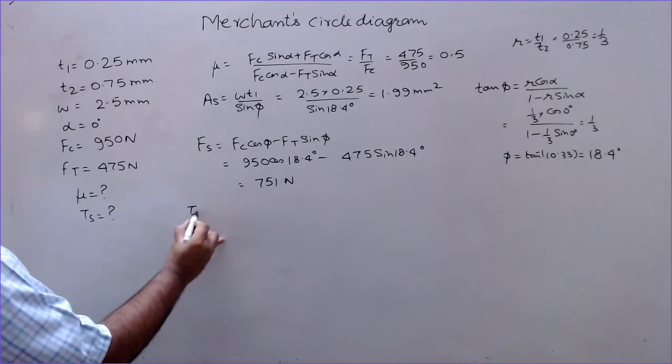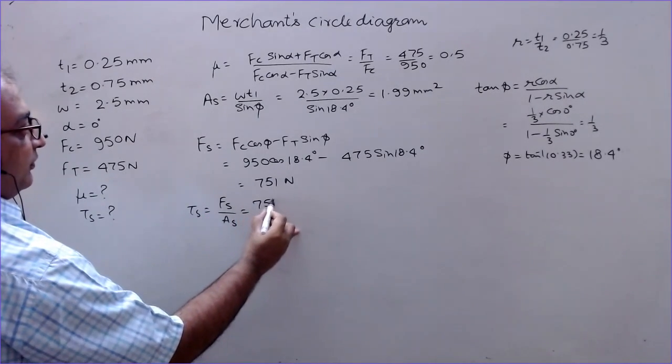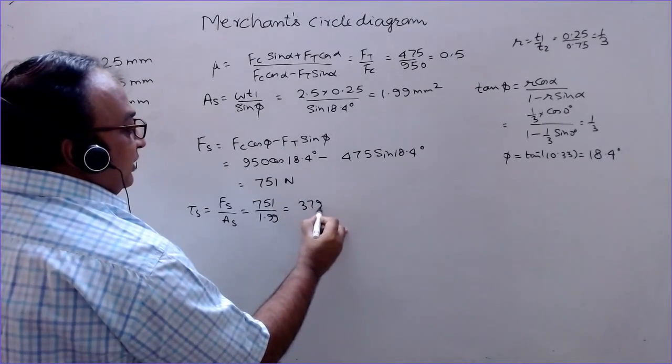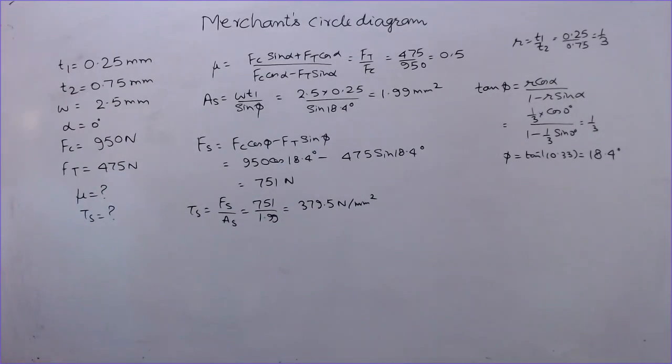and the shear stress is Fs divided by As, 751 upon 1.99. So this is approximately 379.5 Newton per mm square. You can also use the merchant relationship for this, 2 phi plus lambda minus alpha equal to pi by 2. So we have the value of phi, alpha, so you can find lambda and then you can proceed. So this is how you can solve the question.